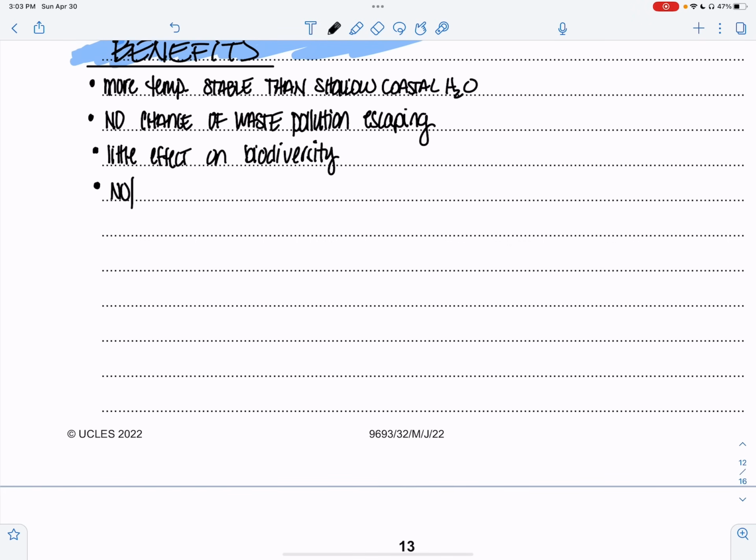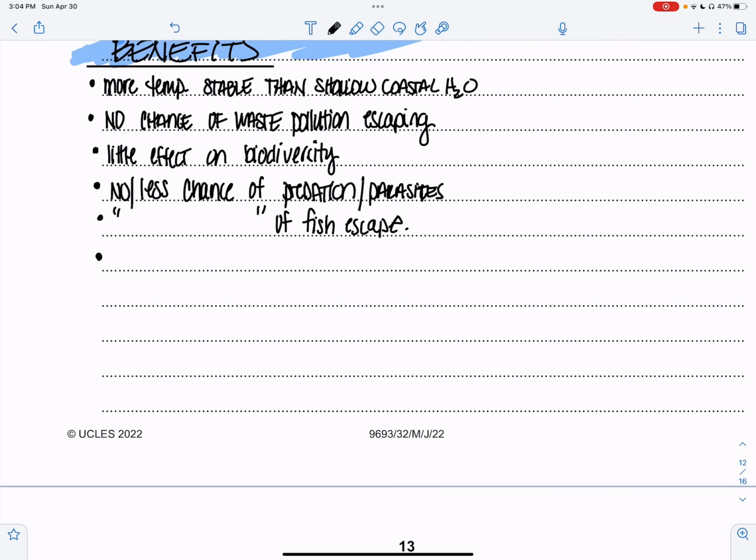There is no, or again, less chance of predation. Maybe if there was a really bad storm and it broke them open, then they could be preyed upon. Also includes parasites. No or less chance. So the quotes mean whatever I wrote above it, bring it down. A fish escape. And that's one of the things you really need to make sure doesn't happen, because then they become invasive. No chance of disease spreading to the wild population.